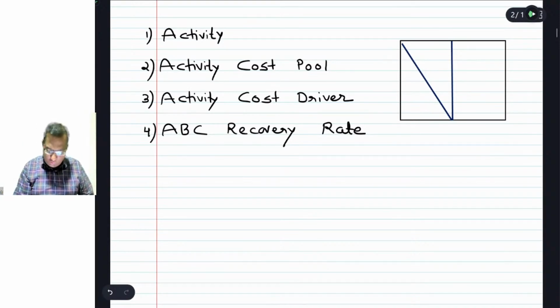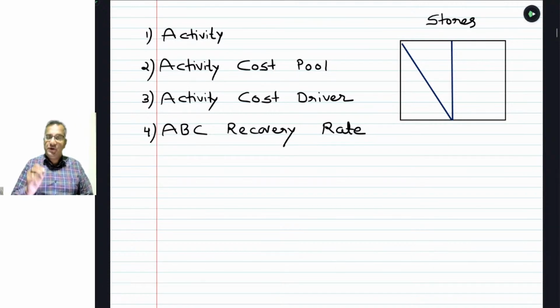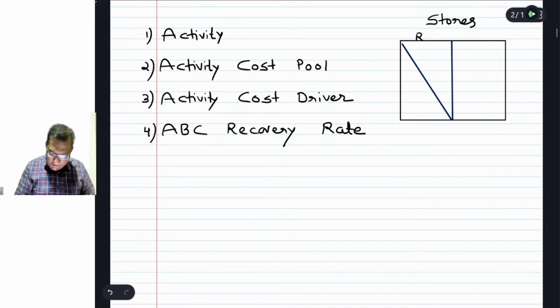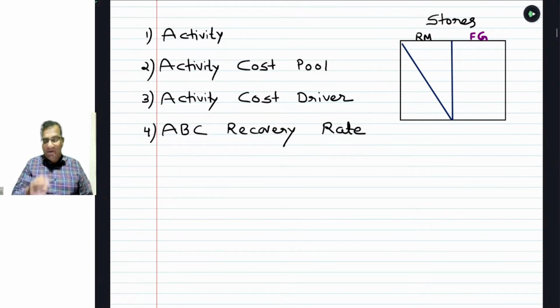Suppose this is a store. In the store, there are two functions, raw material and finished goods. So store is known as department. In the traditional method, we find out recovery rate for store department. But in modern method, that is activity-based costing, we will not find out the recovery rate for department. In fact, we will bifurcate the department into multiple parts, and each part is then known as activity, for which a separate recovery rate is to be found out.